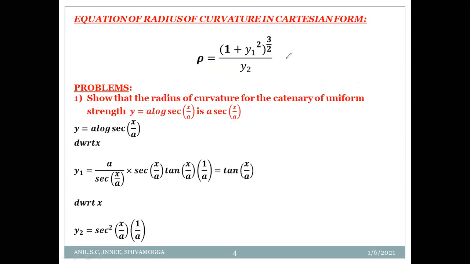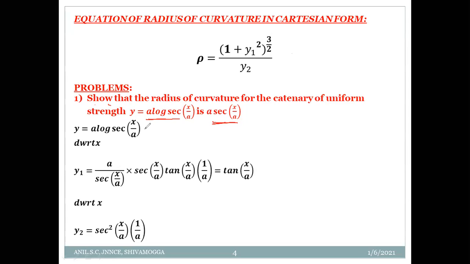Now let's take up a problem. You will come to know what kind of problems these radius of curvature problems are. Show that the radius of curvature for the curve y equals a log secant x by a is a secant x by a. Clearly this is a Cartesian curve because it is expressed in terms of x and y. Here a is a parameter. For a different a you get a different curve.